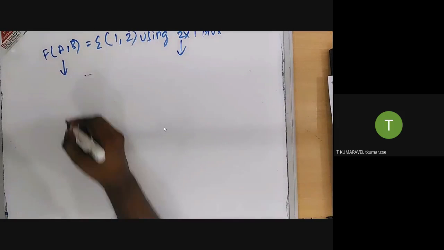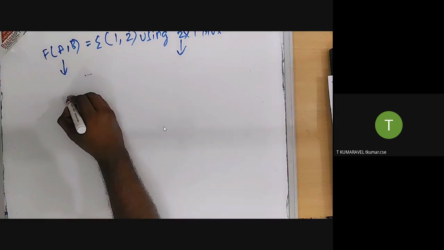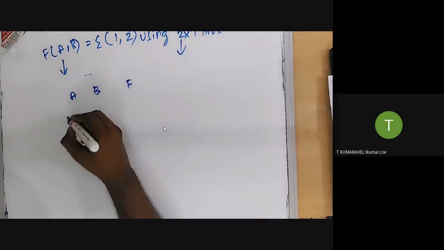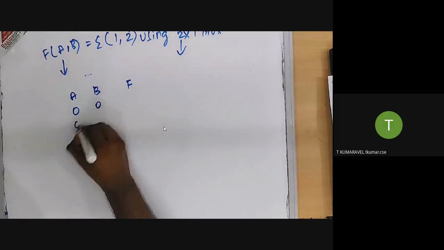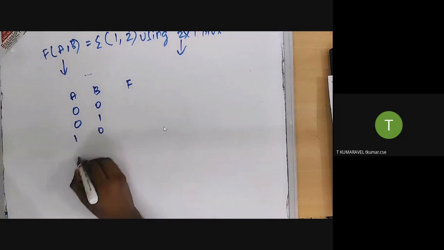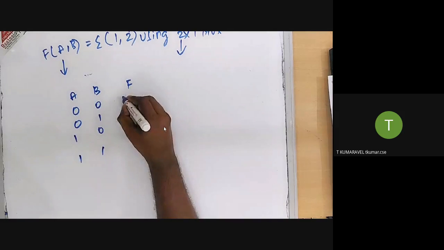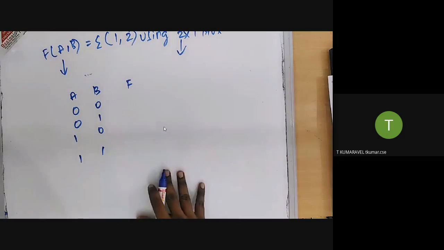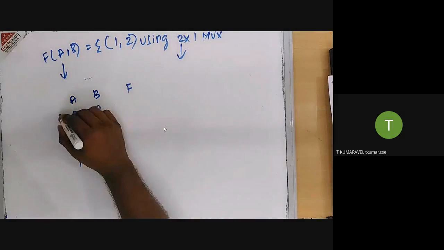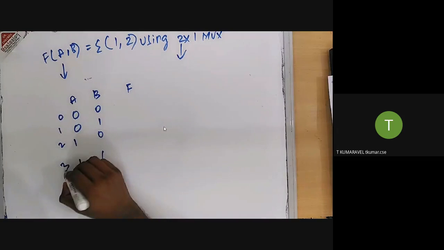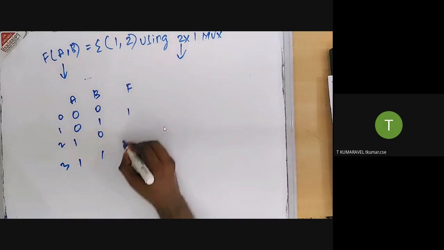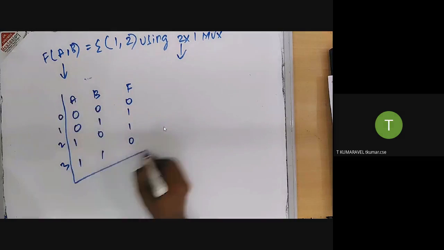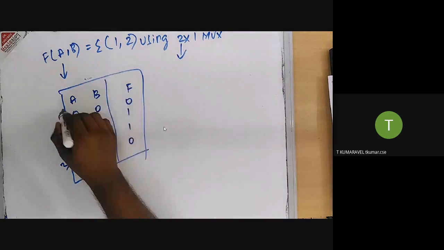First you should write the truth table for the two variable functionality: A, B, and then the function. What are the input combinations? 0, 0, 0, 1, 1, 0, and then 1, 1. In the question itself they have given minterms 0, 1, 2, 3. So position one output equals 1 and position two output equals 1. In the rest of the places, the output value equals 0. How do you implement that?